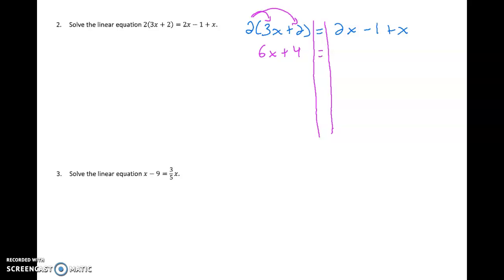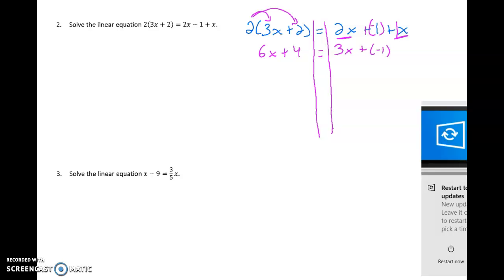Now I'm going to simplify the side over here. I'm going to change my subtraction to addition. Remember, keep, change. Subtracting is the same thing as adding the opposite. I'm going to put a little 1 in there for that x to remind me, because then when I combine my 2x and my 1x, I know that's 3x. And then I have my plus and negative 1.